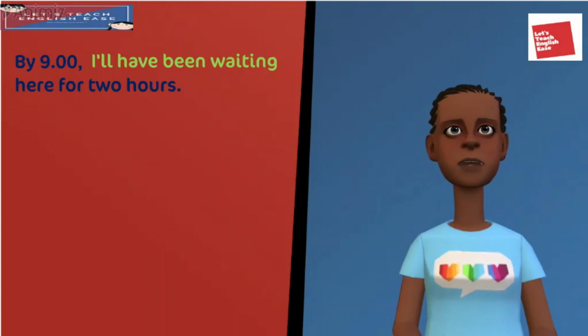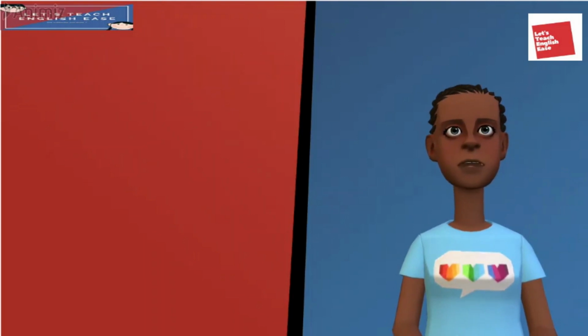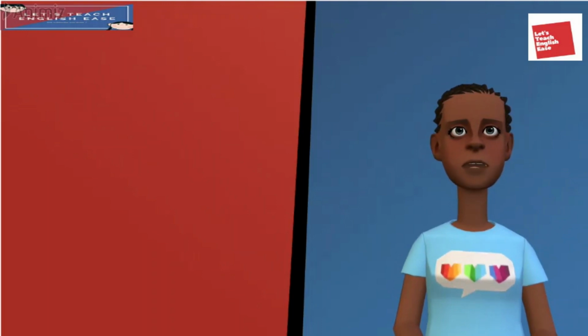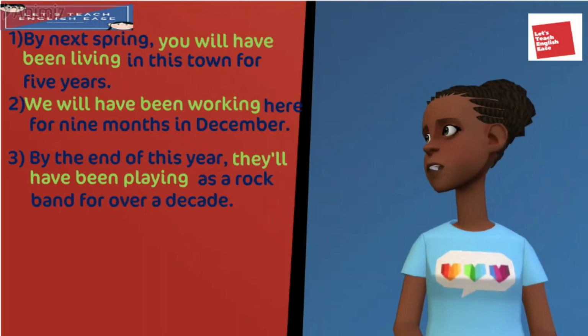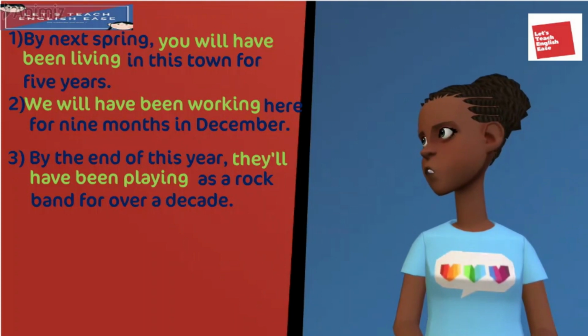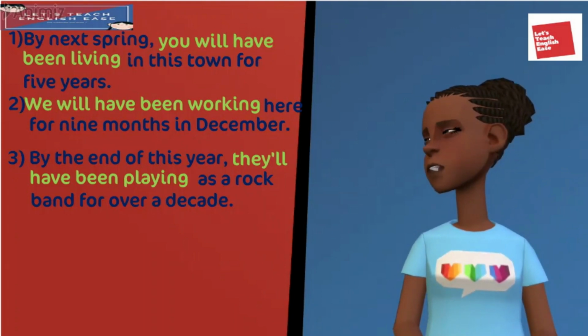This means that the action of waiting is taking place both in present and in the future, until 9. These examples will give you an idea about the context in which the future perfect continuous is usually used. By next spring, you will have been living in this town for 5 years. We will have been working here for six months in December. By the end of this year, they will have been playing as a rock band for over a decade.